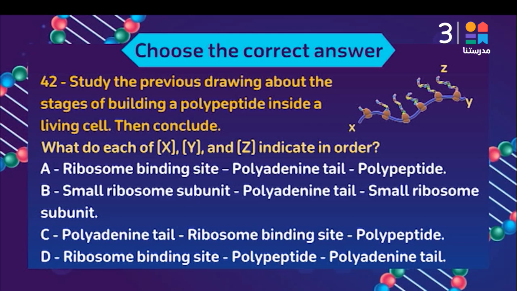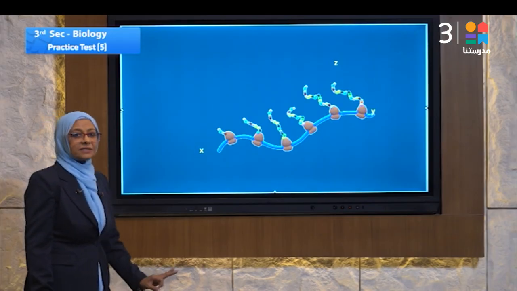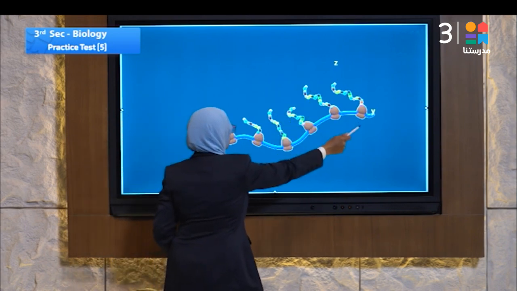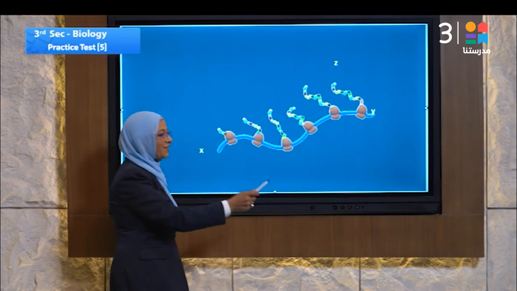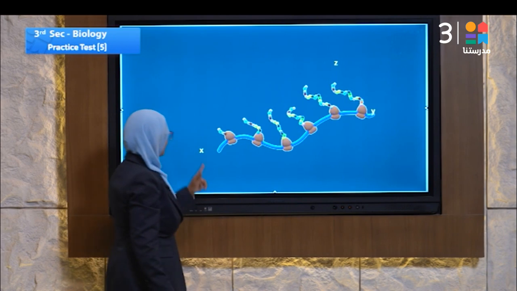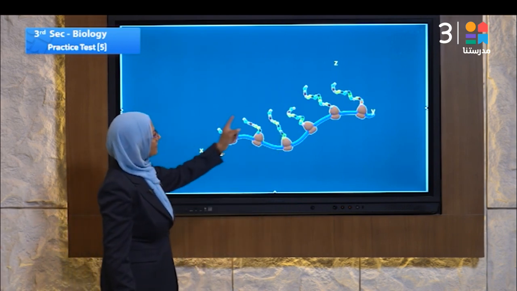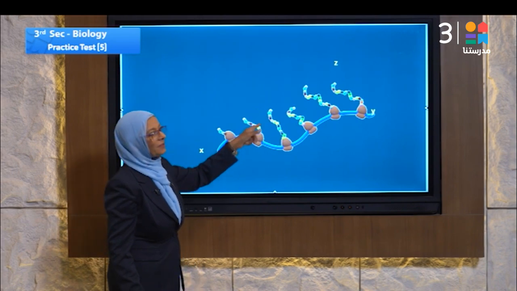Let's go to question number 42. Question number 42 here has a figure. The figure has three letters: X, Z, and Y. Let's speak about Y. Y is a tail. X is a type of RNA. Z is a polypeptide chain.